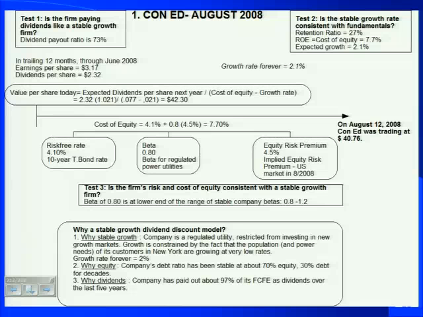Risk-free rate obviously is now 3% rather than 4%. Risk premium is now 6.5 or 7%. So that's going to push up their cost of equity a little bit. Instead of 7.7%, you're probably around 8.5 or 8.6%. Which leaves us with what to use as our growth rate.